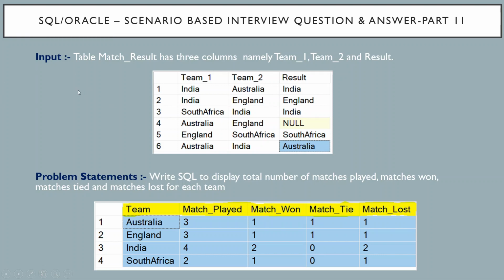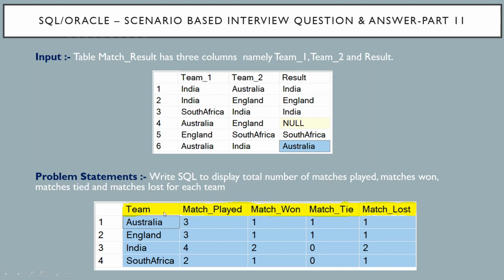So first, the input table. We have the input table called match result and it has three columns, namely team 1, team 2 and the result. Now we'll see the problem statement. Write a SQL query to display total number of matches played, matches won, matches tied and matches lost for each team.